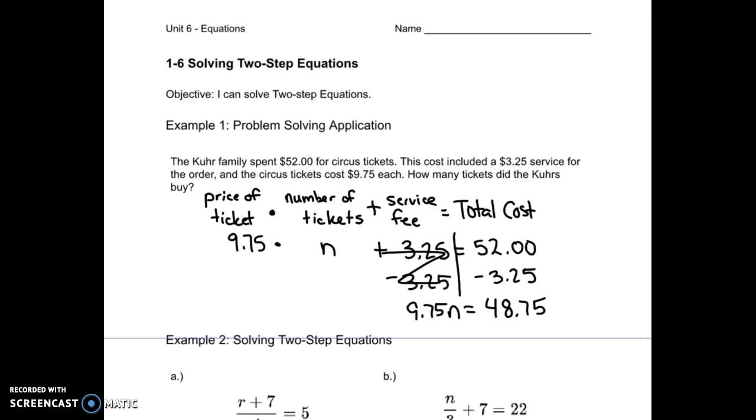So now it's one step, and I just divide both sides by 9.75. When I do this, I get N is equal to 5. So the Kerrs bought 5 tickets.